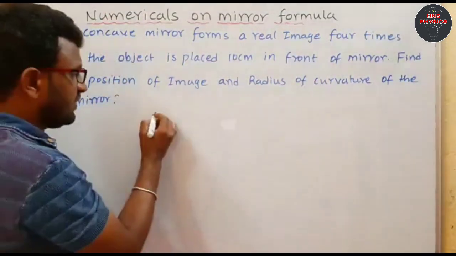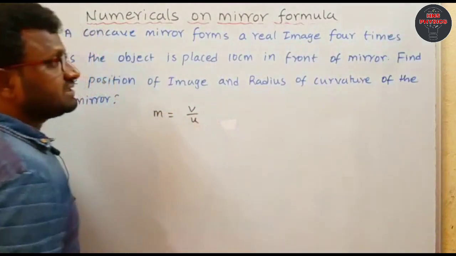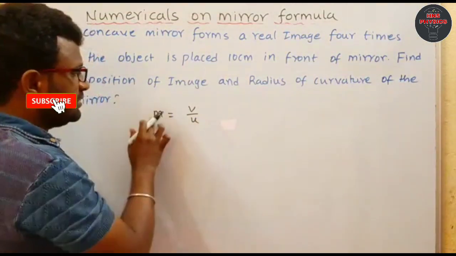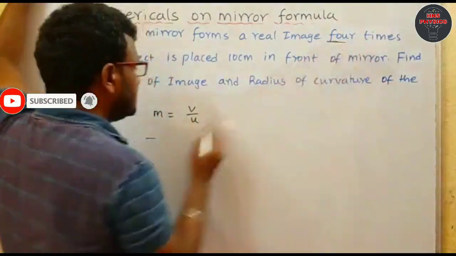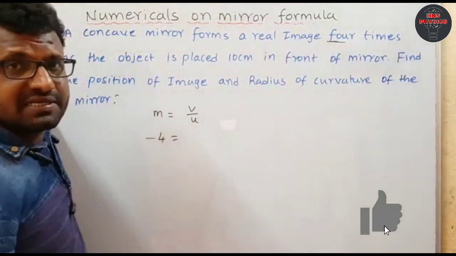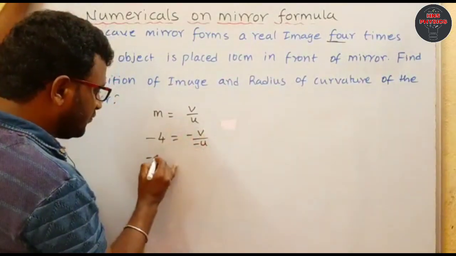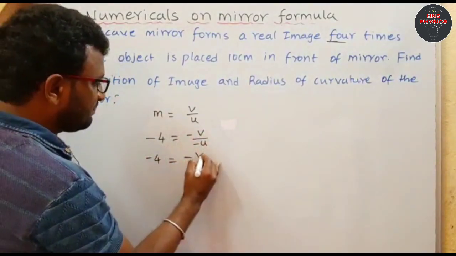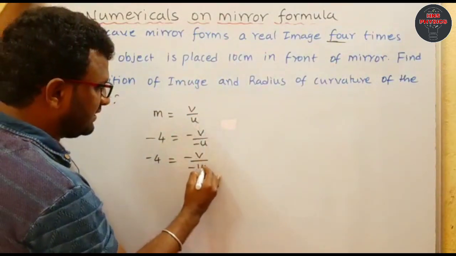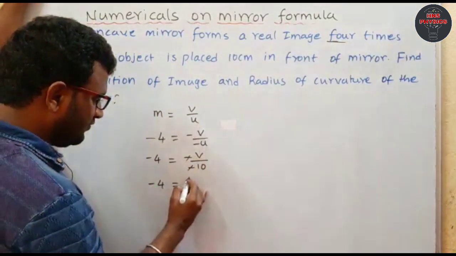So we know the magnification formula. Simple: magnification is equal to image distance by object distance. So here it is a concave mirror. Concave mirror means magnification is negative. So what is given? 4 times. So you have to take here 4, and image distance and object distance are negative for a concave mirror. That's why here minus V by minus U, right? So minus 4 equal to minus V by, what about the object distance here? How much is the object distance given? Minus 10. So here the minus cancels, then minus 4 equal to V by 10.